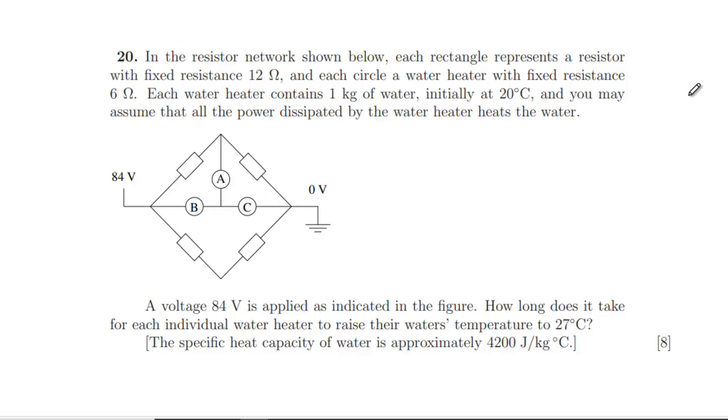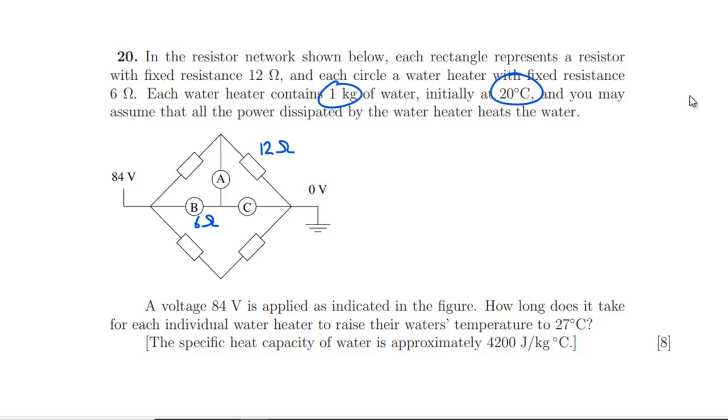In the resistor network shown below, each rectangle represents a resistor with fixed resistance 12, so these are all 12 ohms. Each circle is a water heater of 6 ohms. Each water heater contains 1 kilogram of water at 20 degrees C. All of the power dissipated by the water heater heats the water. 84 volts is applied as indicated in the figure. How long does it take for each individual water heater to raise its water up to 27 degrees?